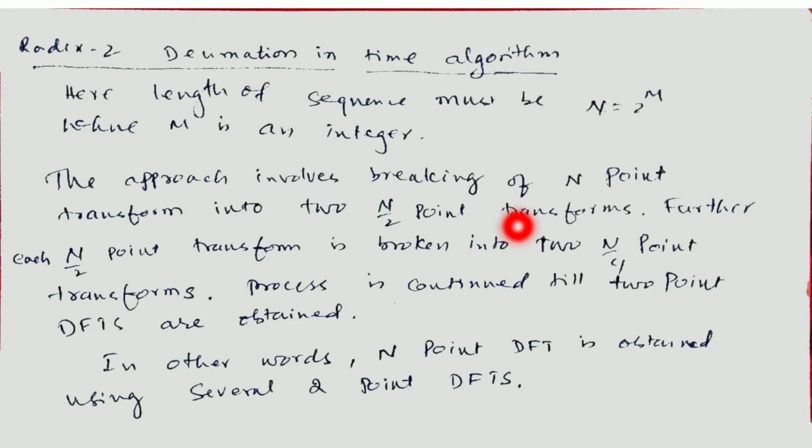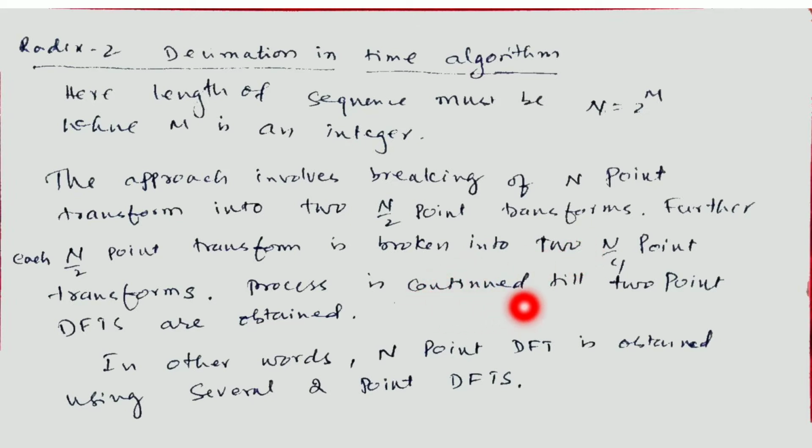In this method, the DFT X(k) is obtained by, first of all, breaking the N-point transform into two N by 2 point transforms. So X(k), which is the N-point DFT, is first divided into two components, namely an N by 2 point transform and another N by 2 point transform. Further, each N by 2 point transform is broken into two N by 4 point transforms. And this process is continued until we are able to get 2-point DFTs.